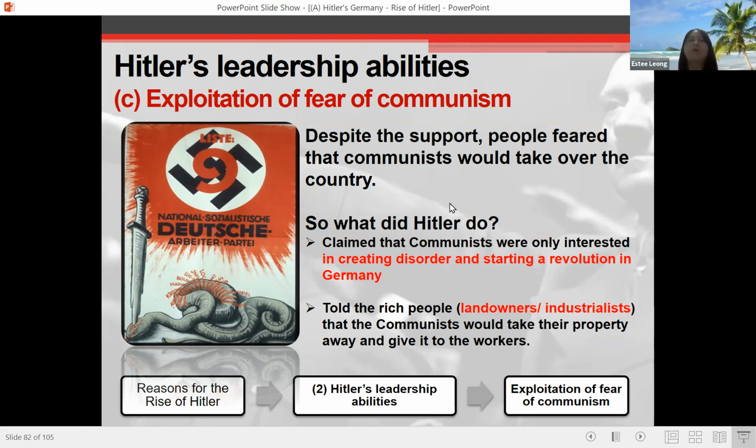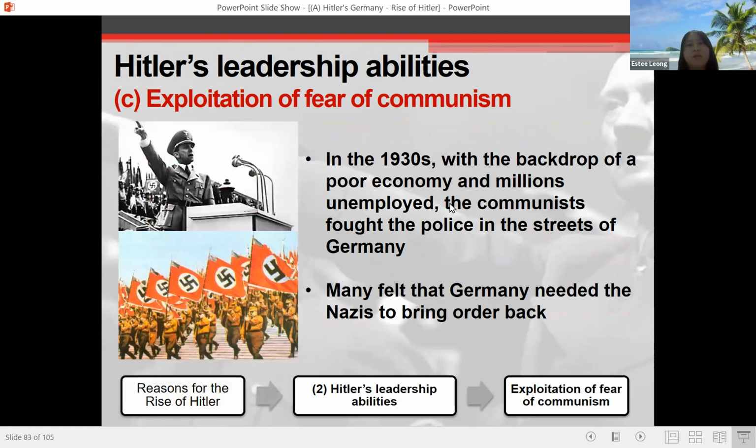All right. Okay, so in the 1930s, with everything else that we know about what's happening in Germany, the economy is terrible. There's hyperinflation, the Great Depression. So many people are unemployed. The communists fought the police in the streets of Germany. And at that point in time, the Nazi Party also started having their own military, so they started to go out in the streets too and fight the communists. Many felt that Germany needed the Nazis to bring order back.